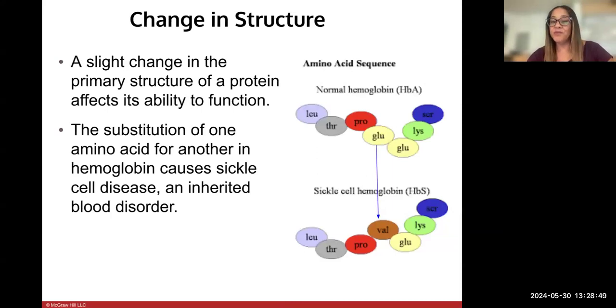A slight change in the primary structure of a protein affects its ability to function. The substitution of one amino acid for another in hemoglobin will cause sickle cell disease, which is an inherited blood disorder. So it's very, very important that the amino acids go in a certain order to function properly.